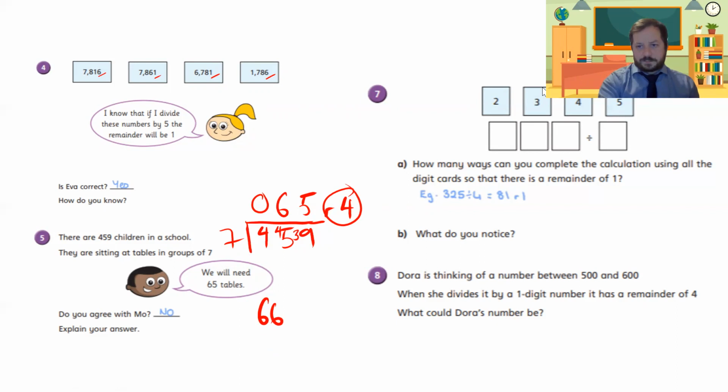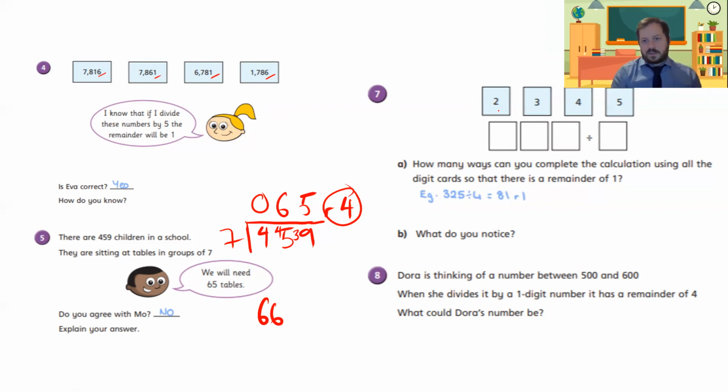Number 7, we have some number cards that need to be put into a calculation. How many different ways can you complete the calculation using all the digit cards so that the remainder is 1? For an example, they've got this here. You just need to try it out and see. What do you notice? What you notice is the pattern between the two numbers that go here and here, and sometimes the tens and ones, that needs to be thought about.